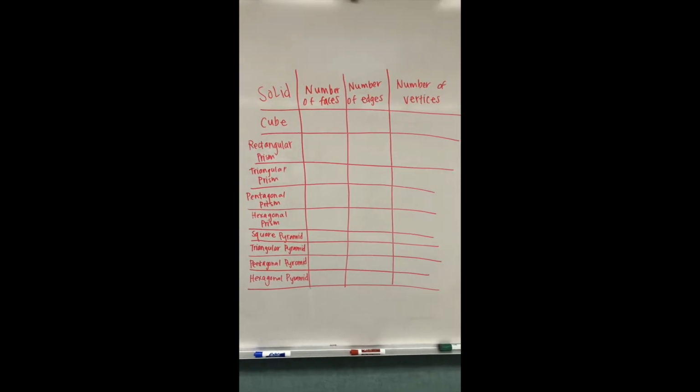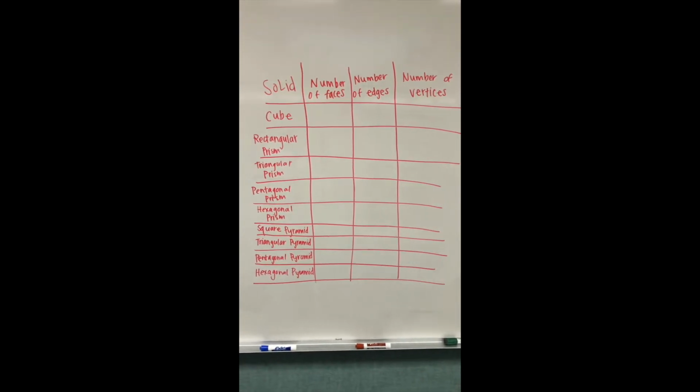We are going to do a little activity today. So I am going to need you to get a piece of paper. Do it, get it right now. Piece of paper and a pencil. Okay, so your chart should look like this.